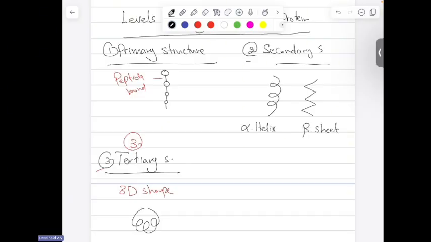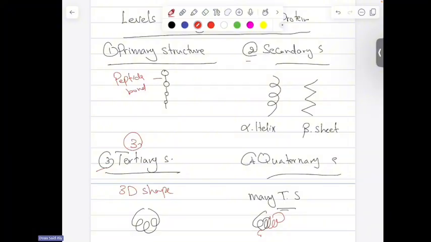The last one, number 4, quaternary structure. The quaternary structure is made up of many tertiary structures together. Okay, many, more than one or multiple tertiary structures bonded together, and they draw it by this way, and I will show you a picture. Here I have many tertiary structures bonded together.